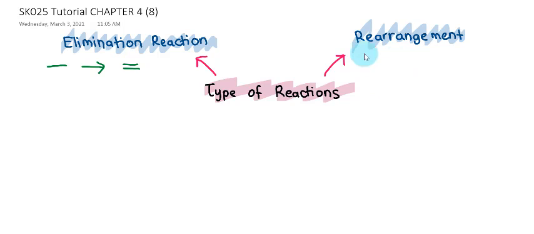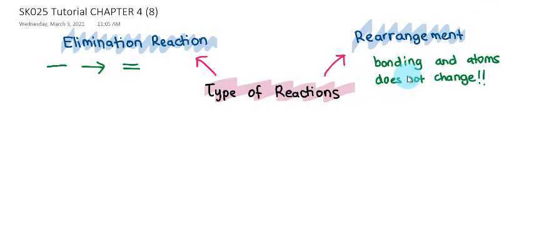The second reaction is the rearrangement reaction. This reaction involves the reorganization of the bonds and also the atoms. Basically, for the rearrangement reaction, the bonding and the atoms do not change, but maybe the position of the atoms or the bonding will be changed.